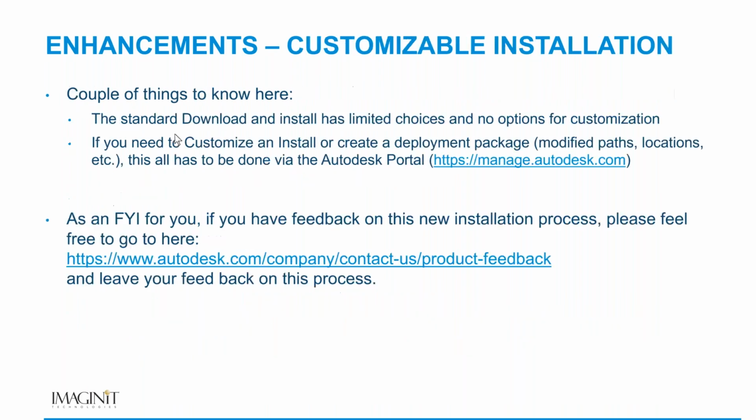Right, that's that. So now we're going to talk about the install. This is the elephant in the room that I'm hoping we can get through here pretty quickly. Starting with 2022, we have a new installation type and process. The standard download and install now has limited choices and no options for customization. If you need to customize an install or create a deployment package like you've done in the past, you download the installer, you run it, you click create deployment, all of that's gone. All of that customization now needs to be done via the Autodesk portal.